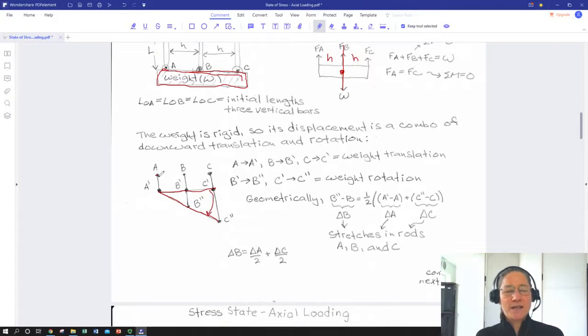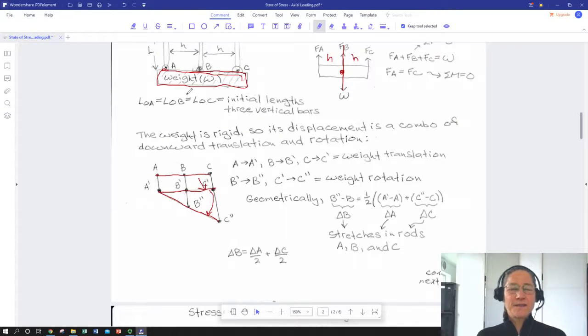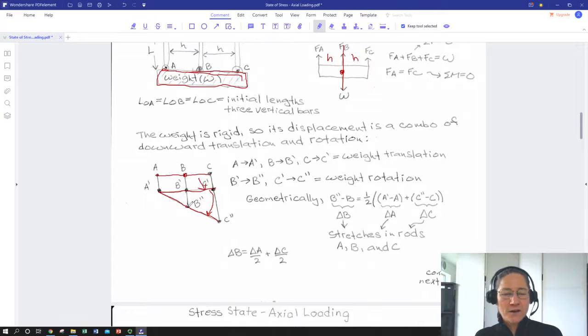So we had a translation, we dropped, now we rotated. So we can write the elongation in these vertical bars as the total change of position of point A from its starting point here to its final point here. B is the starting point up here to its final point way down here, and same with C.